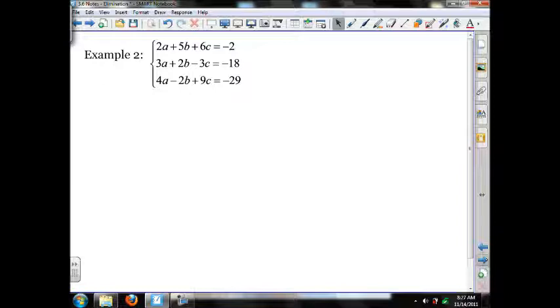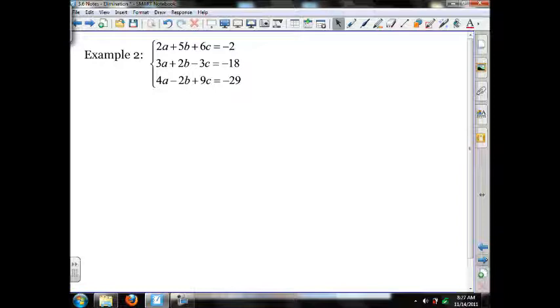Again, substitution's not going to be real good here. We'll wind up with fractions all the way through it. 3 variable systems are not easy to solve by graphing. Well, I guess you have 3-dimensional graphing that way. Pretty clearly on this one, elimination is the way to go.